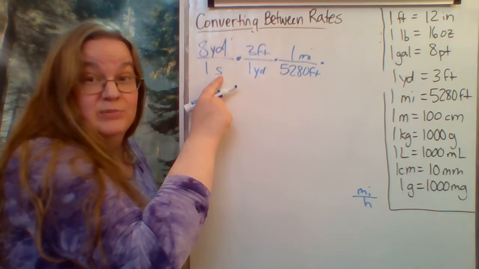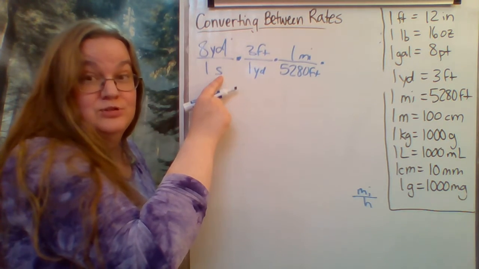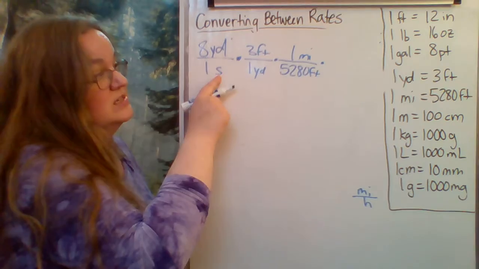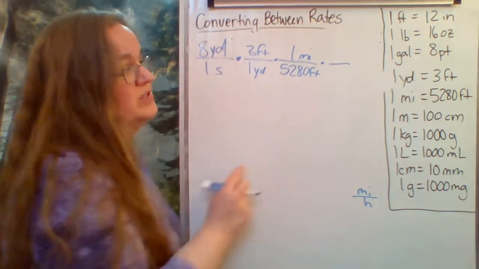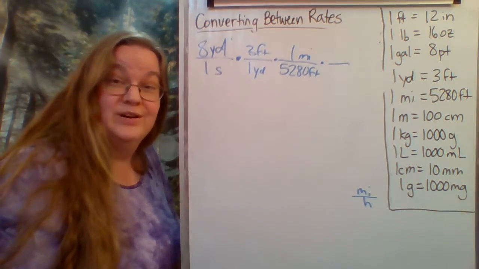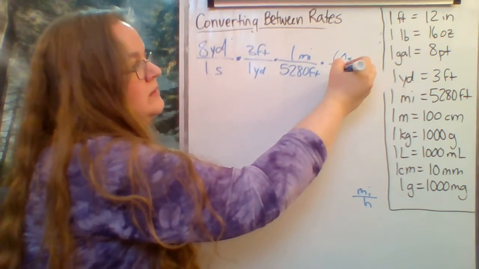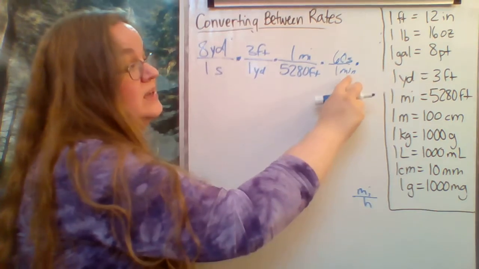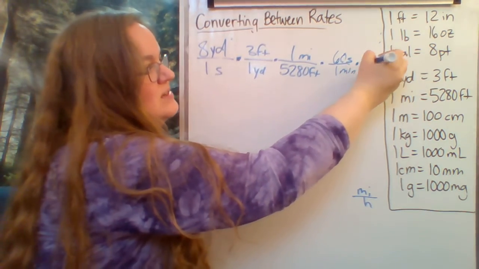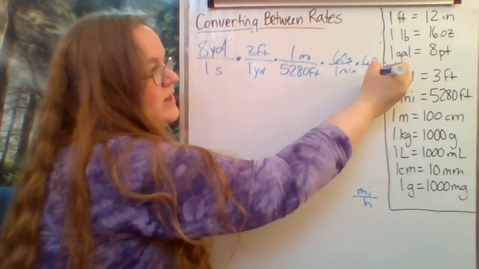Now I need the time. It's in seconds, and I want to go to hours. So what do I do? Seconds is in the denominator, so I want to put seconds in the numerator. What do I know? I know there's 60 seconds in a minute. And then I get rid of minutes. There's 60 minutes in 1 hour.